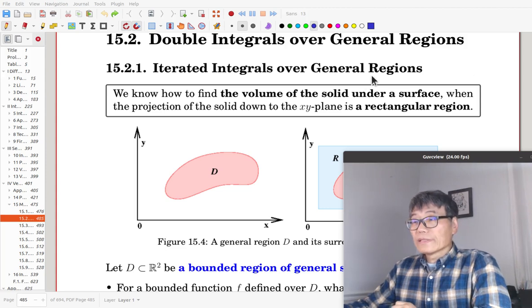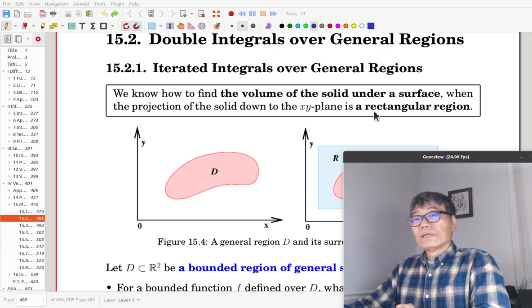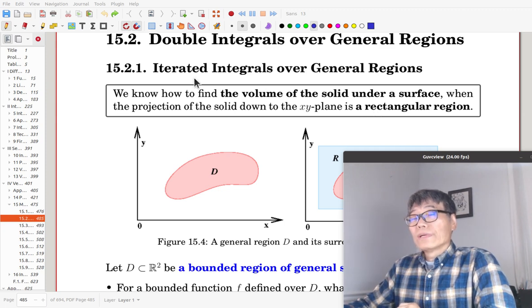It is Section 15.2, double integrals over general regions. Now we know how to find the volume of the solid under the surface when the solid is based on a rectangular region. In this section, we'll generalize the technique for iterated integrals over general regions.